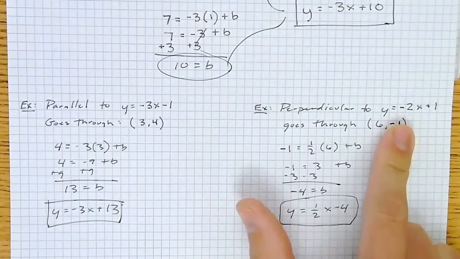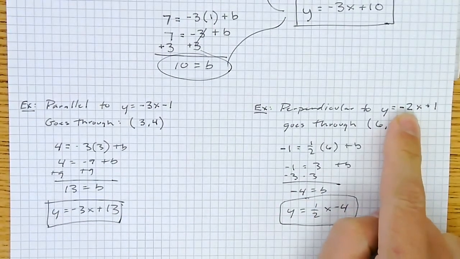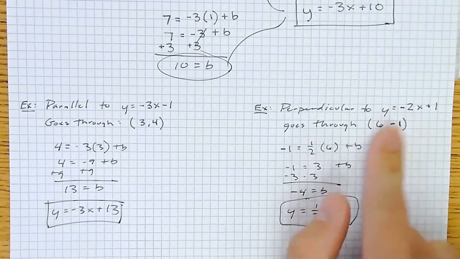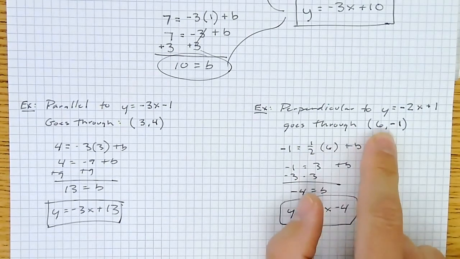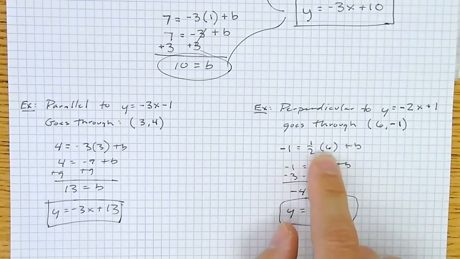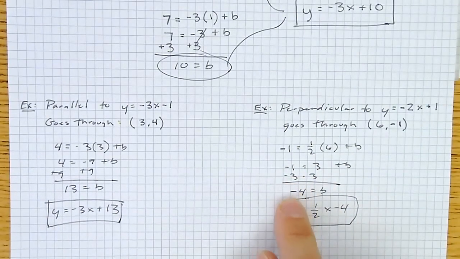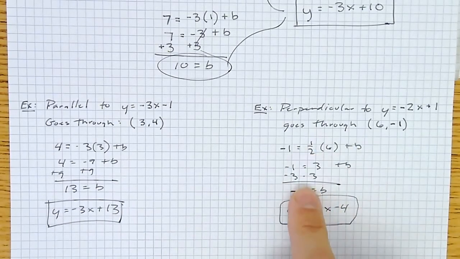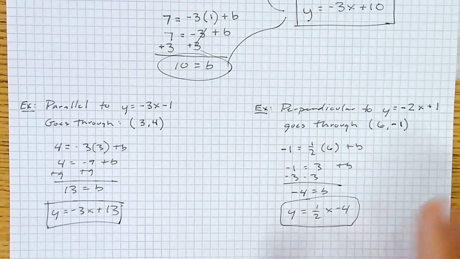Perpendicular, same process, you just have to change our slope. So if our original slope is -2, the negative reciprocal becomes 1/2. Then we plug in the points for x and y, in this case 6 and -1. 6 for x, -1 for y. 1/2 times 6 is 3. Subtract it to the other side. -1 minus 3 is -4. So we have to use our new slope, and then our y-intercept. So we get y equals 1/2 x minus 4.